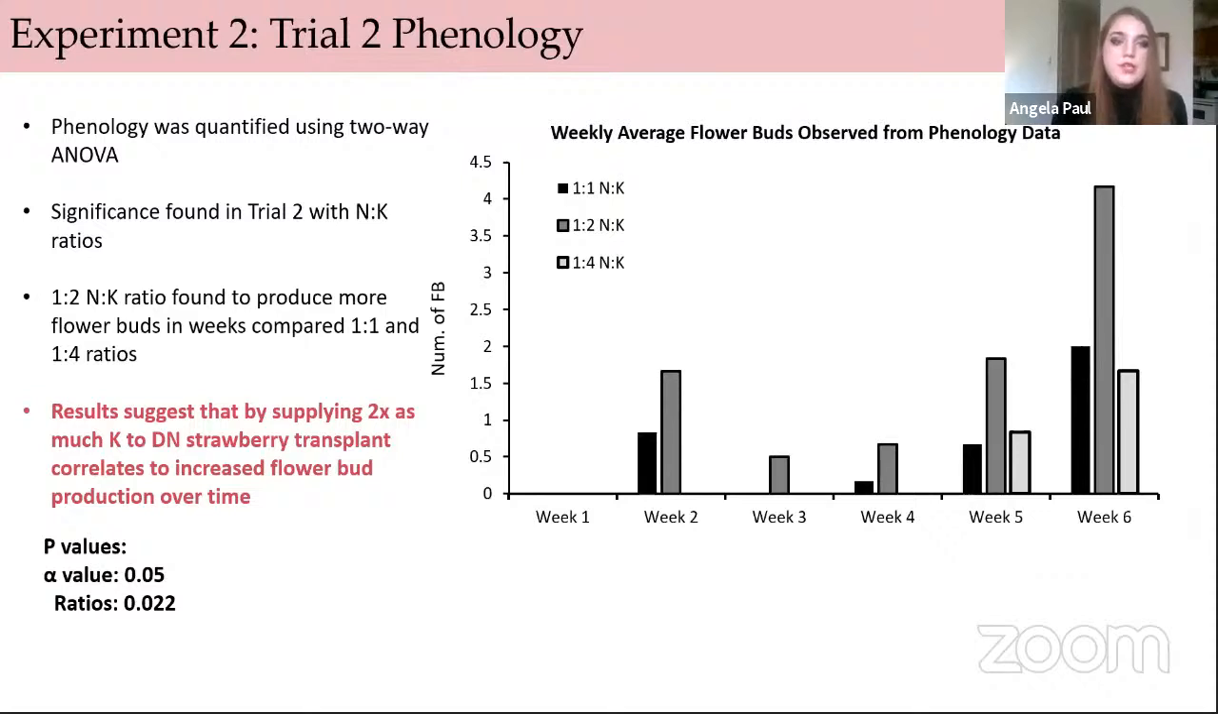Then looking at phenology, I also compared this using ANOVA. And I did find, again, a significance between the 1-to-2 ratio of N to K compared to the 1-to-1 and the 1-to-4. So for this, in all the weeks that I tested leading up to the dormancy in cold storage, there was a significant amount of flower buds seen and observed in the 1-to-2 ratio compared to the other two ratios, again, affirming that two times the amount of potassium will likely increase the amount of flower buds produced during pre-dormancy treatments for day-neutral strawberry.